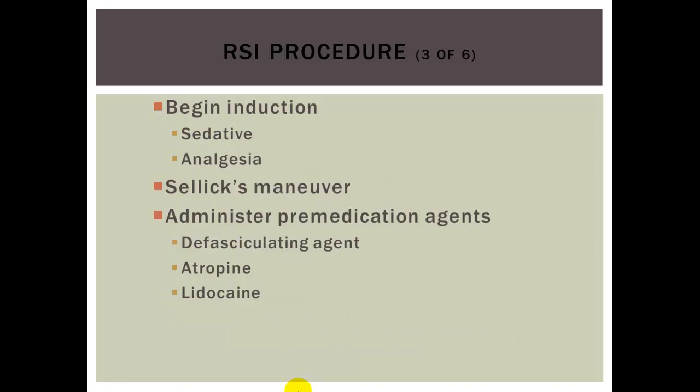Begin induction, and this is where we give our sedative agents, Valium or Versed. Please provide some analgesia. Fentanyl is probably going to be at the top of our list for giving them an analgesic effect. Whenever they're sedated and pain-free, please provide a Sellick maneuver, so in case they have food in their belly, it doesn't travel up into the upper glottic region. Administer the pre-medication agents.